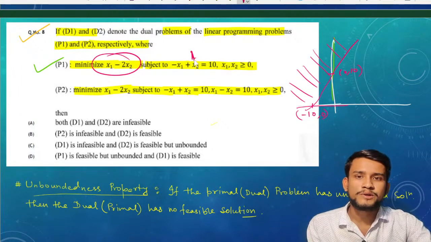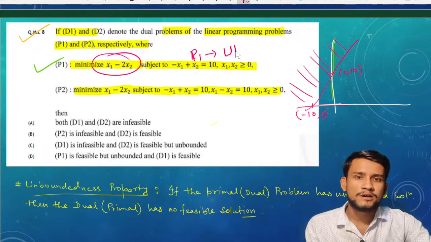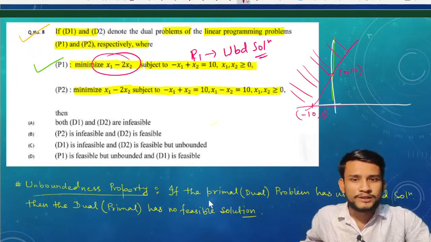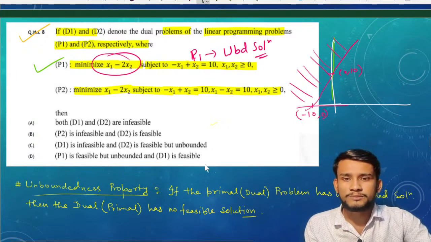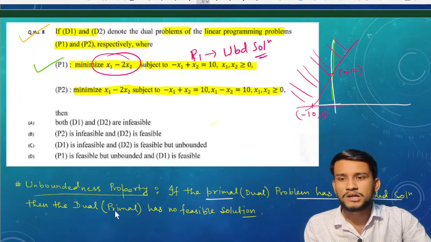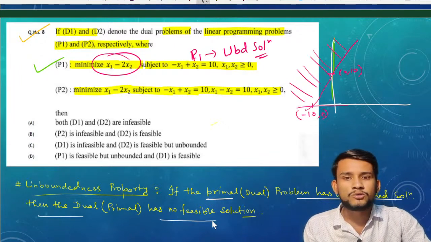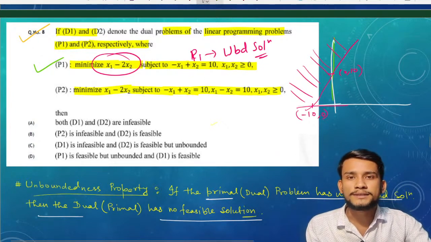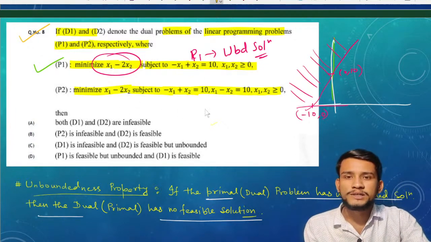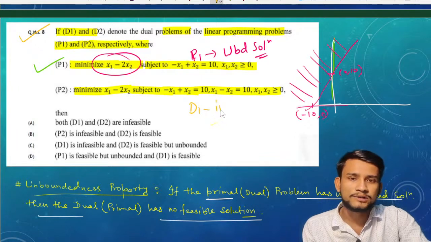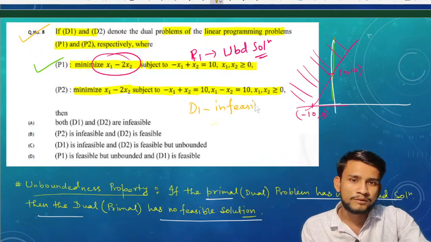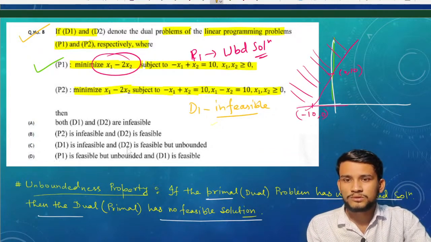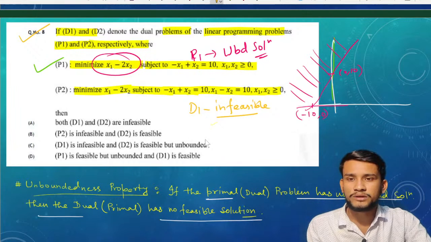Okay, so P1 has unbounded solution, and we know a theorem: if the primal problem has unbounded solution, then the dual problem has no feasible solution. That means the dual corresponding to the primal problem 1 has no solution. That means D1 is infeasible. Okay, D1 is infeasible, and P1 has an unbounded solution.